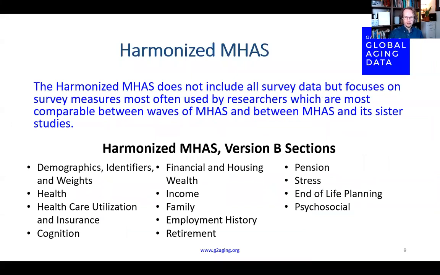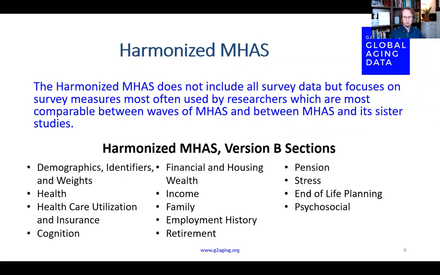So particularly the harmonized MHAS has the following sections, the current version. We have a demographics section, health, healthcare utilization and insurance, cognition, financial and housing wealth, income, family structure, employment history, retirement, pension, stress, end-of-life planning, and psychosocial. And actually the stress section, the end-of-life planning section, and the psychosocial section are all new to version B. So those were very recently added.